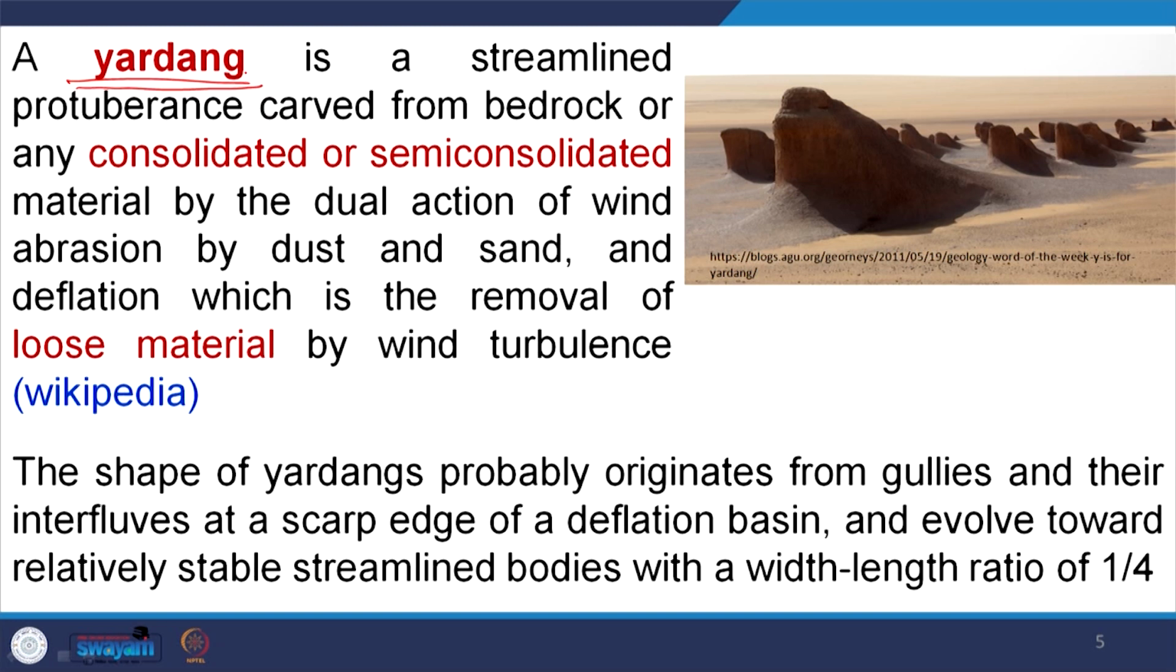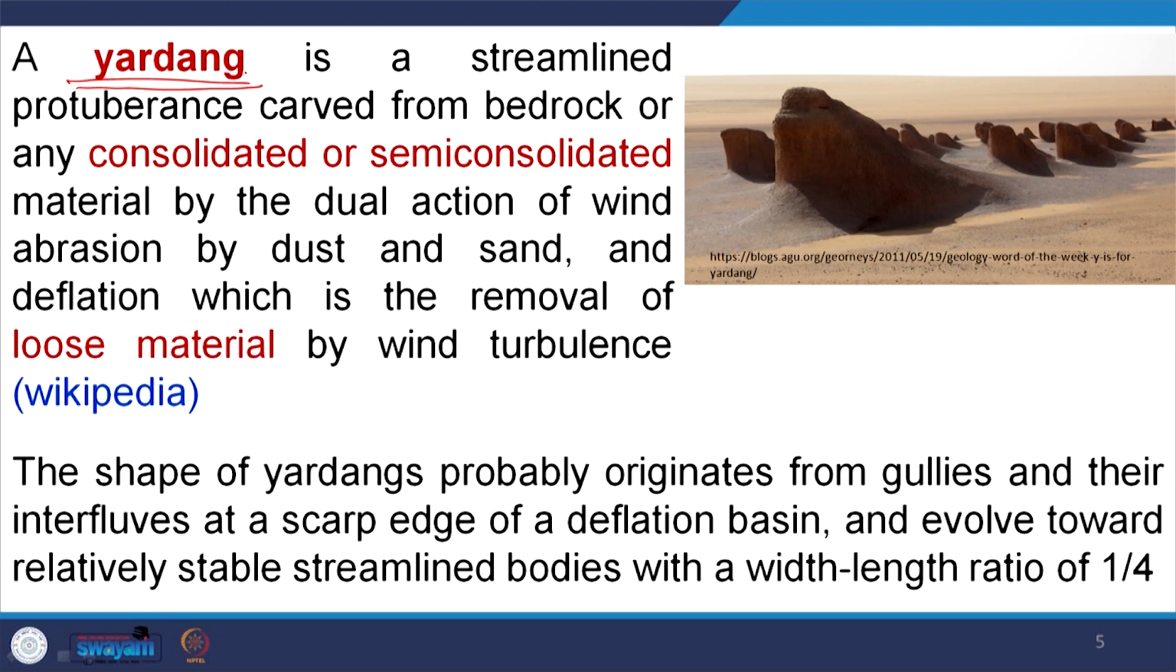The shape of a yardang probably originates from gullies and their interfluves at a scarp edge of the deflation basin, and evolves towards relatively stable streamlined bodies with a width to length ratio of about 1:4.